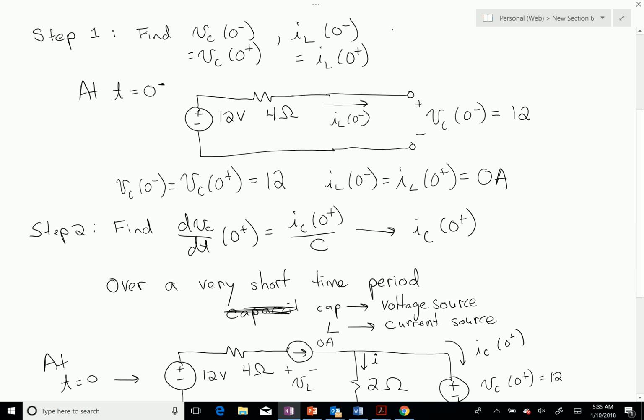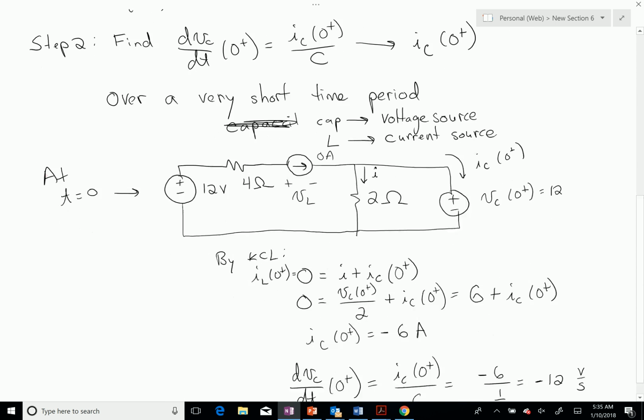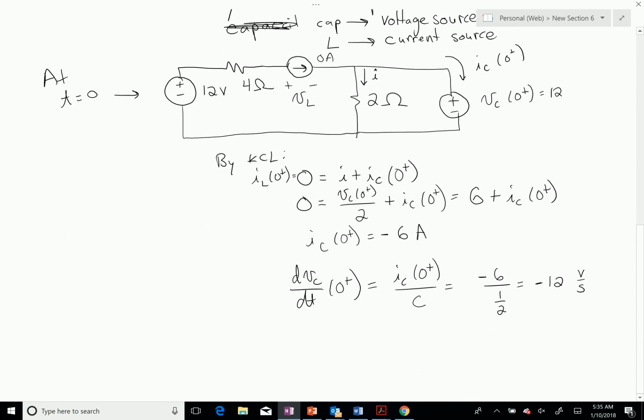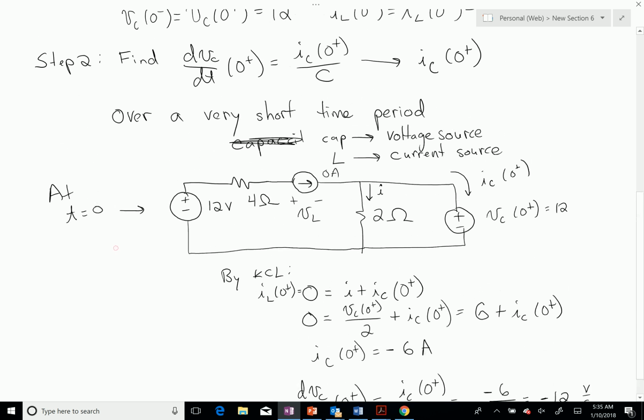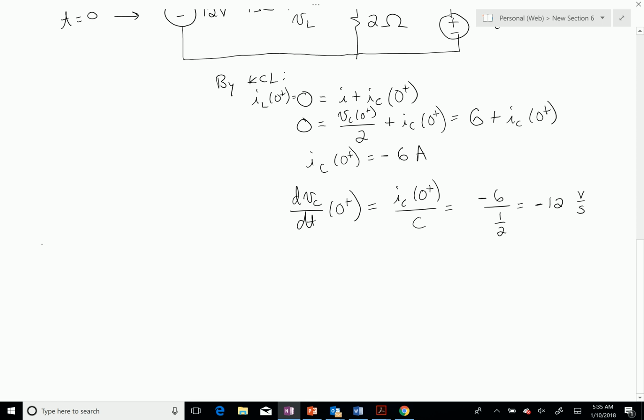All right? But I need to do these anyway. They tell me essentially what the initial conditions are going to be. Now the other thing I'm going to need to get in this case, what I'm going to call my step 3, is to find V sub c steady state. In other words, I want to find what the steady state condition is.